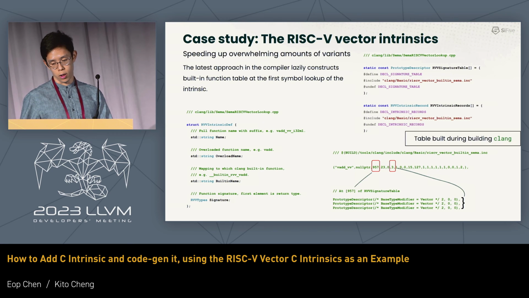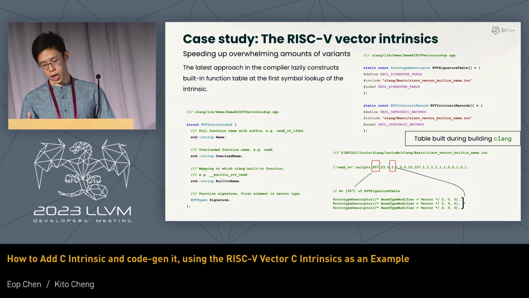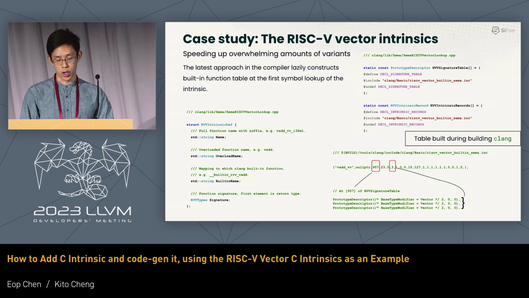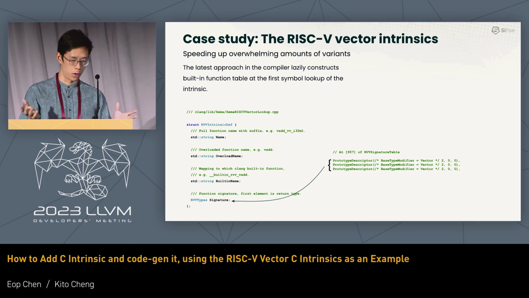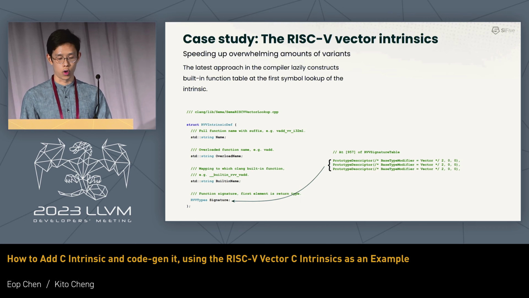So here, the index 957 would correspond to three parameters of the prototype, and the prototypes would resolve to 3 identical vector types, which will be filled inside the signature.